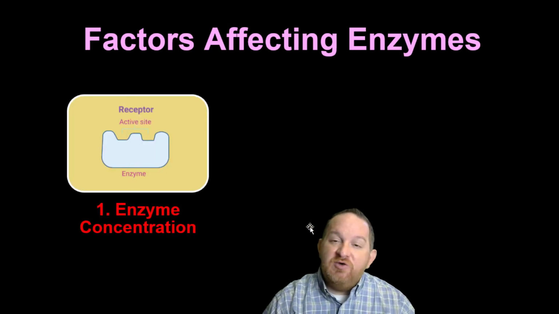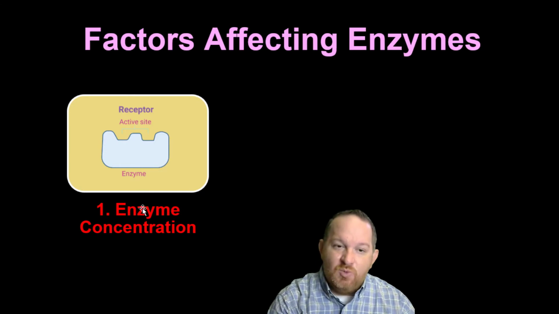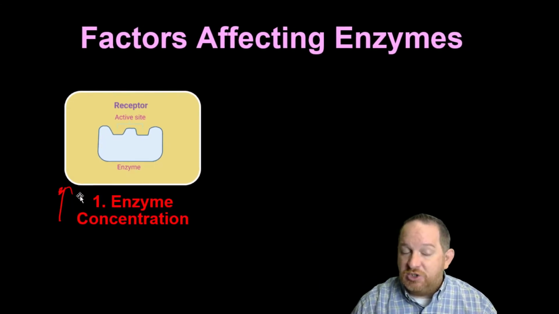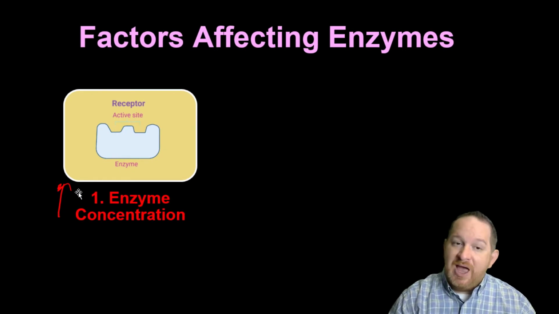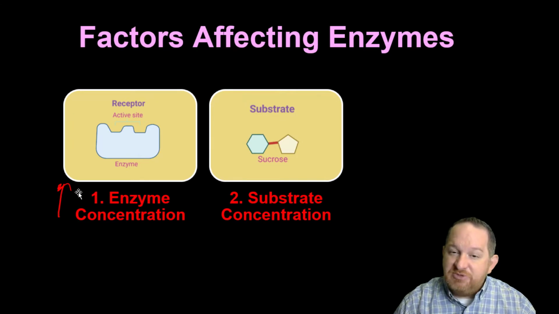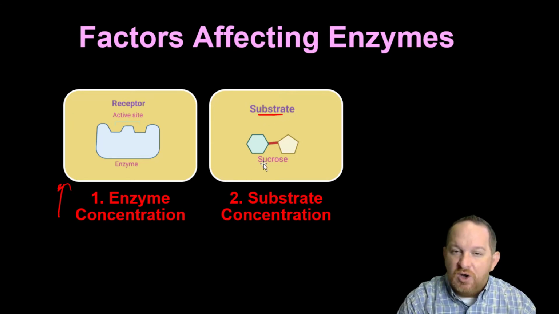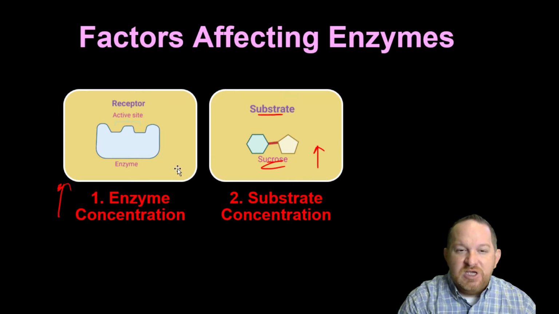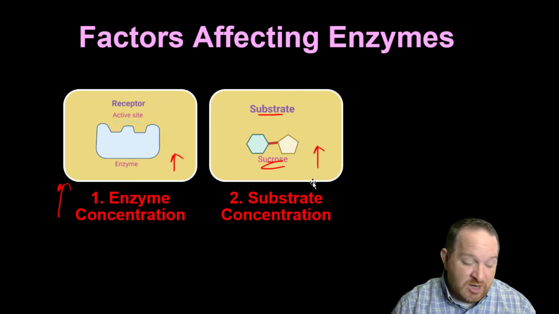Well, if we want more reaction to take place, one thing we can do is increase or change the enzyme concentration. More enzymes means more reactions. That makes sense. Another thing we could do is change the substrate concentration. So in our previous example, the substrate was sucrose that we were breaking down. So if we want more reaction, we can increase the amount of sucrose, right? So if you want more reaction, increase the enzyme, increase the substrate.